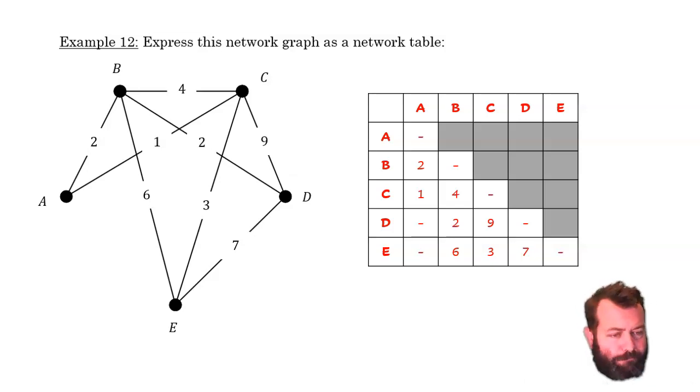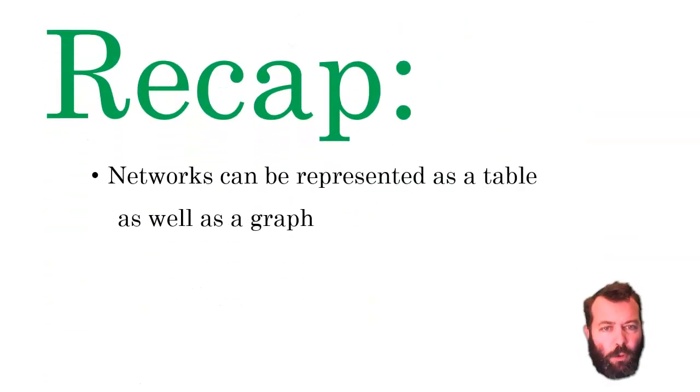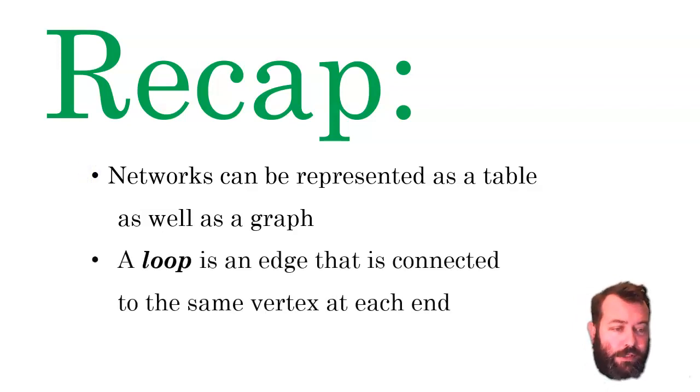Rightio. Well, that's it for this exercise, for this video. Just to recap what we talked about, networks can be represented as a table as well as a graph, right, with a row and a column for every vertex. And just this other little bit of information that we picked up along the way, a loop is an edge that's connected to the same vertex at each end.